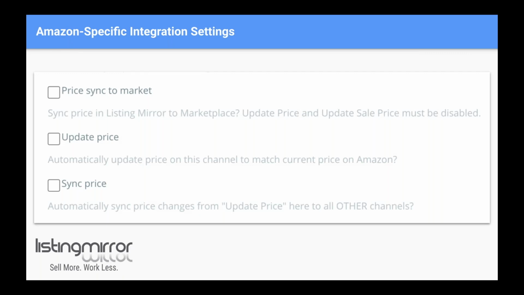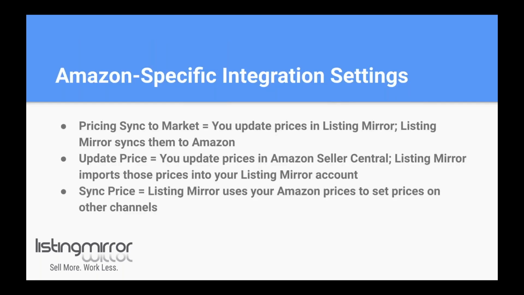Update price says that you are going to update your pricing on Amazon Seller Central. A lot of people did this before they used Listing Mirror, and it just makes sense to continue doing it this way. This would also be useful if you're using an Amazon repricer. You would want us to be importing whatever pricing you've updated on Amazon directly. So you update the prices in Amazon Seller Central, and then Listing Mirror imports those prices into your Listing Mirror account. So it's basically the opposite of price sync to market.